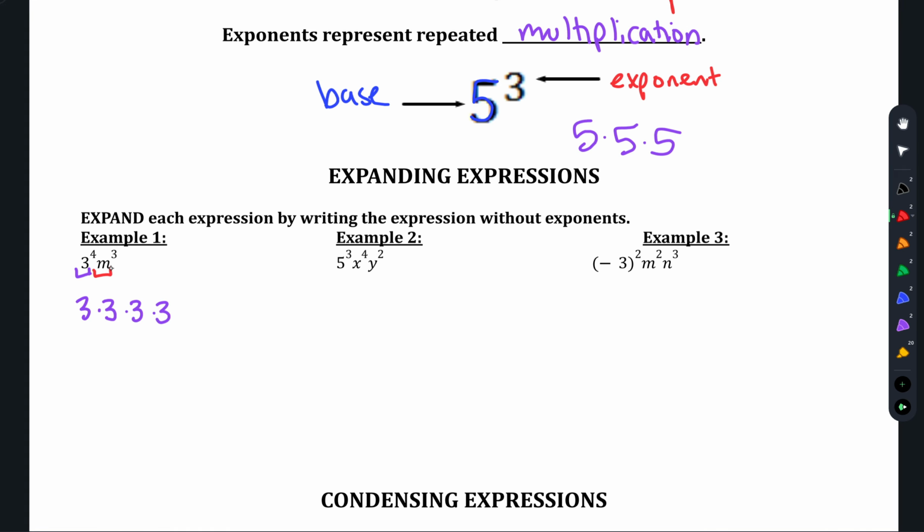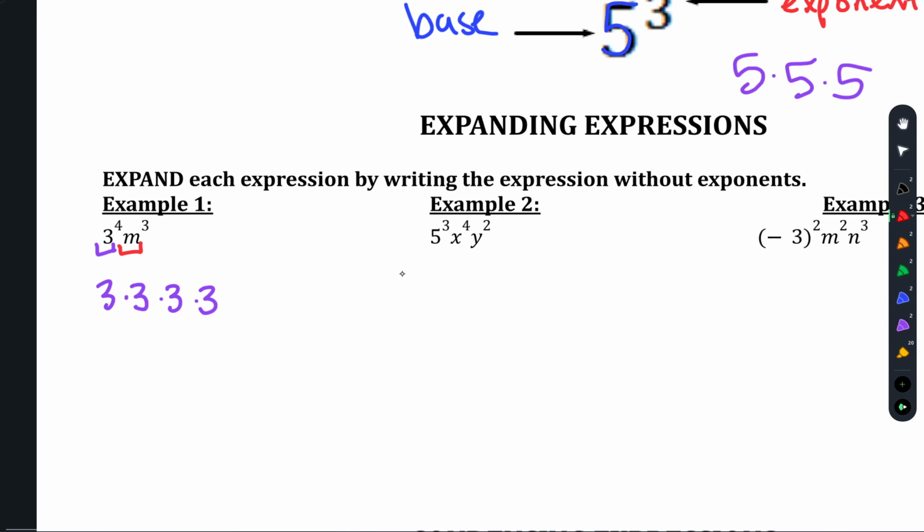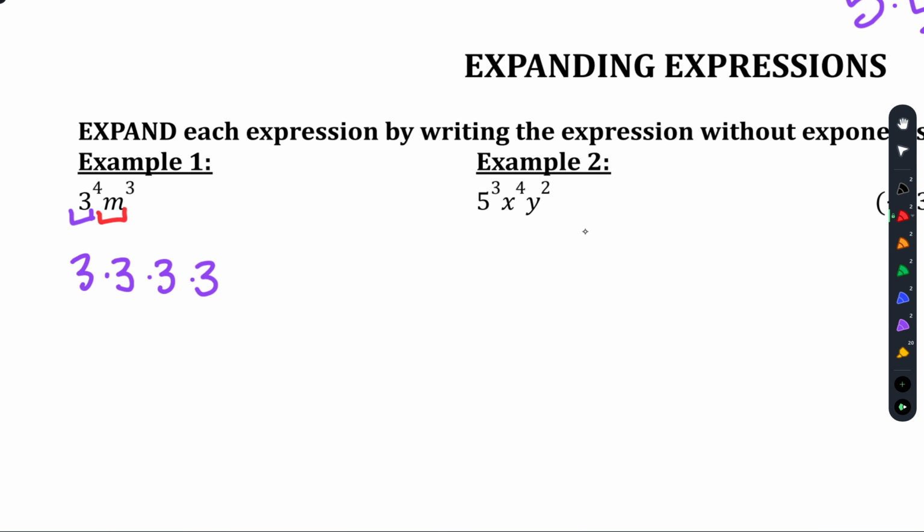The m, I want to write that 3 times. Can we see it? Is it too small? I'll zoom in. m times m times m. That's the expanded version. So when I say expand, that's all I want to see.